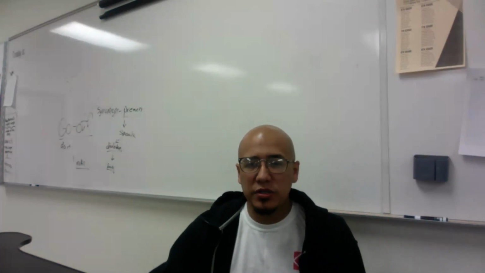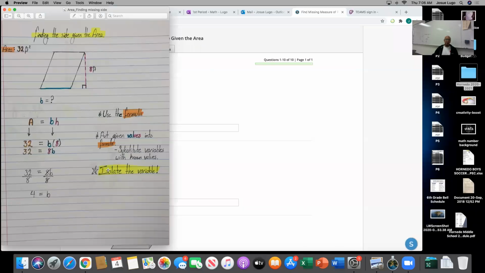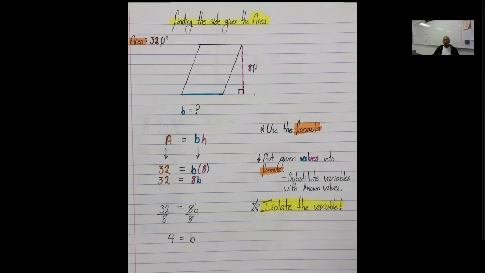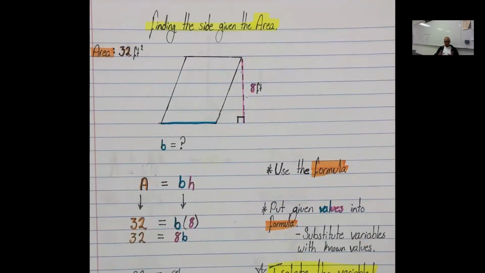And today we are going to be going over area once again. Area of a parallelogram and area of a triangle. However, ladies and gentlemen, we're not going to necessarily be finding the area. Rather, given the area, like they're going to give us the area, we want to find the missing side, or rather the missing measure.